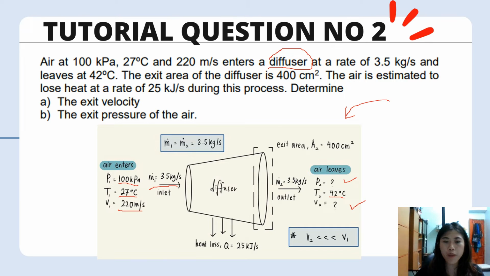The inlet mass flow rate and the outlet mass flow rate will be the same, which is 3.5 kg per s, as there is the same hole for them to go in and out. The heat loss is 25 kJ per s, and the exit area will be 400 cm².